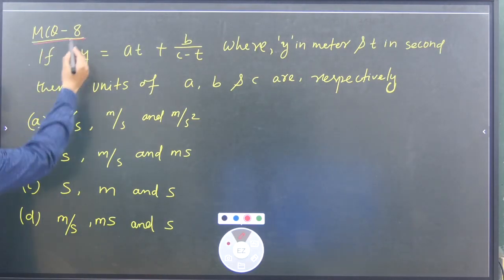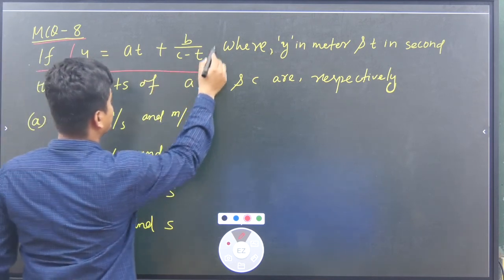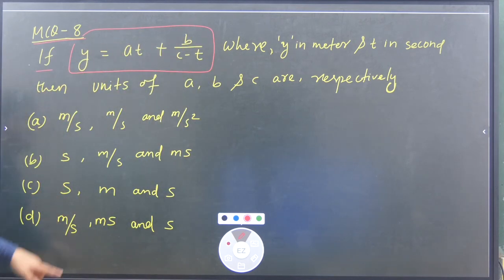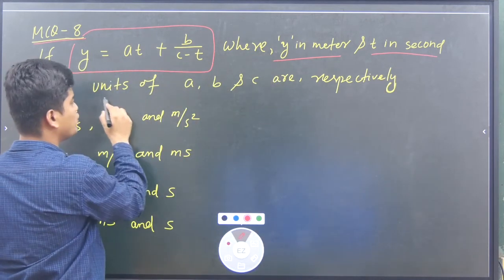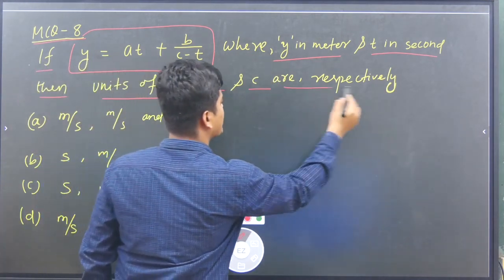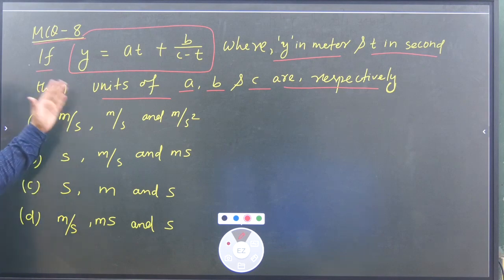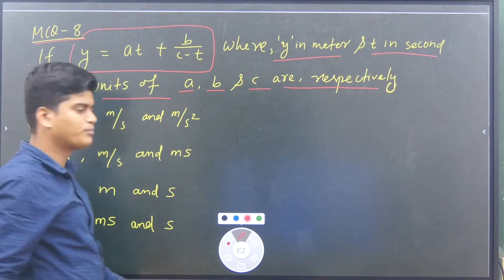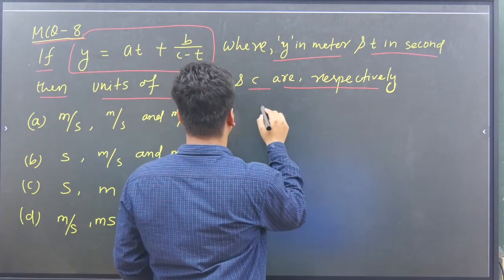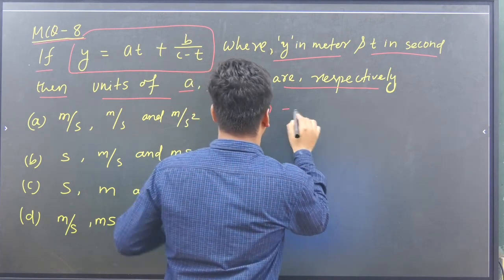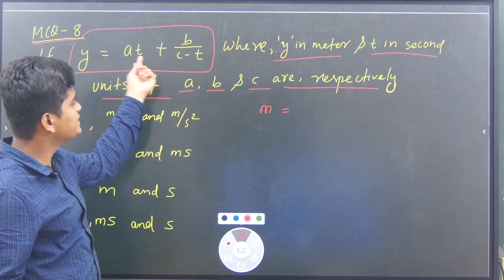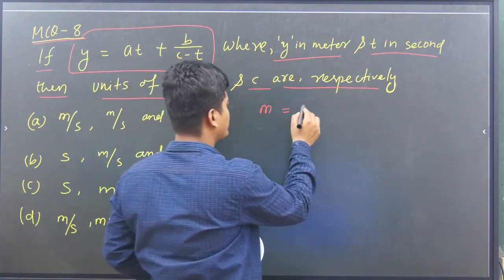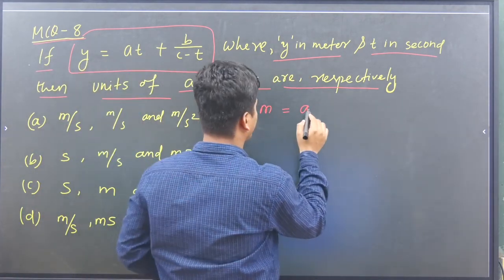Okay. Now here it is telling, if y equals a t plus b by c minus t, where y is in meter and t is in second, then the units of a, b, c are respectively how much? So here some options are given, and you have to find the units of a, b, c. Now listen here, y is given in meter. So if this is in meter, then a t should be in meter, and t is given in second. Then I can put here that the unit of y is nothing but the unit of a t.